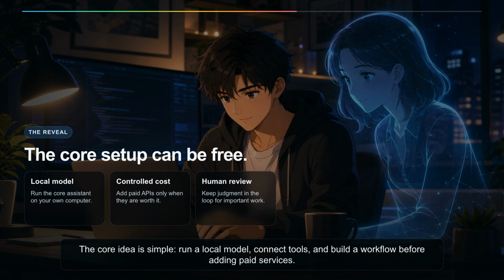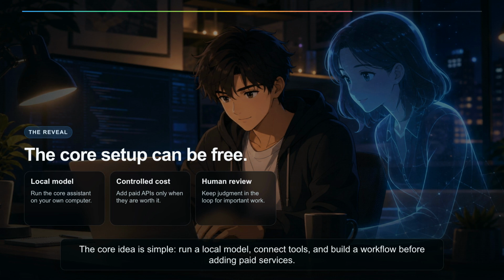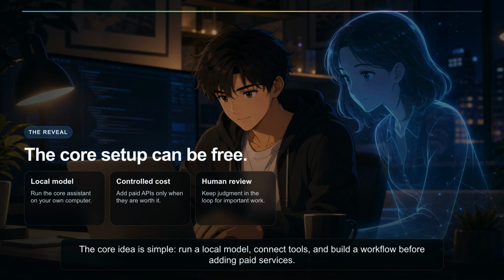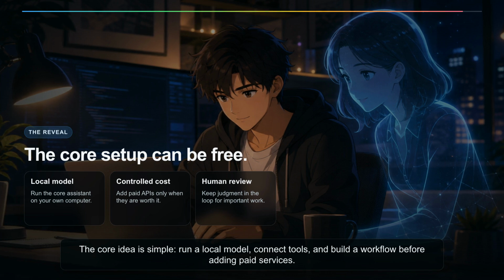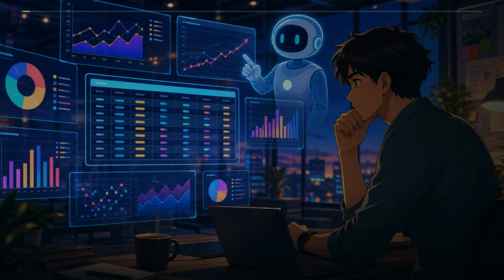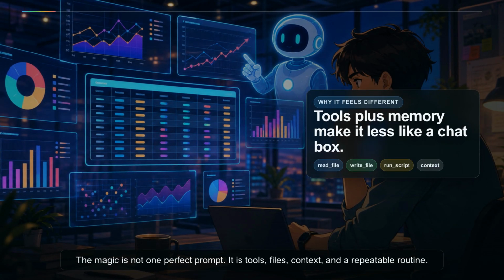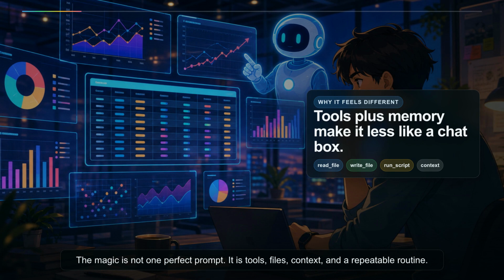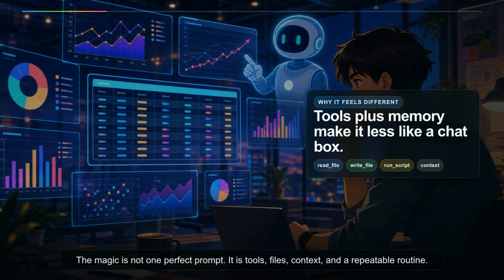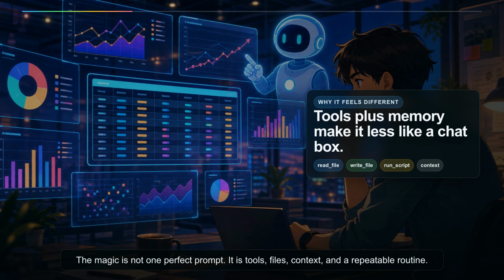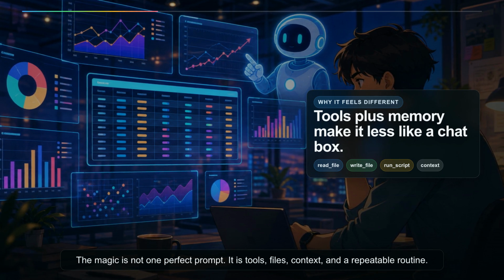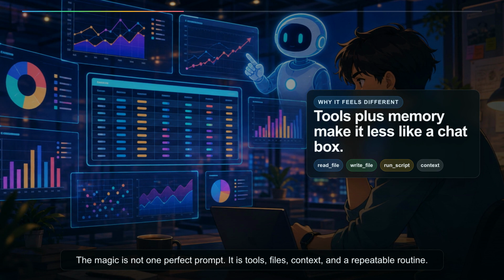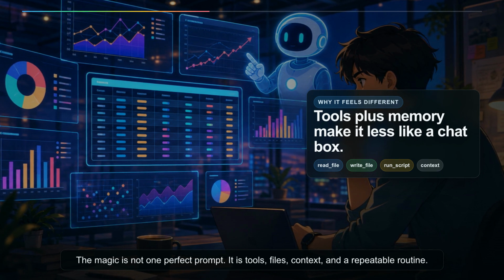Local models can be slower than cloud models, and you still need to check important work. But for many everyday tasks, the value is huge: research drafts, summaries, file reading, first-pass reports, and client communication. Second, the agent has tools. That is the real shift. A chatbot can talk. An agent can search, read files, write files, list folders, and run simple scripts when you give it permission.